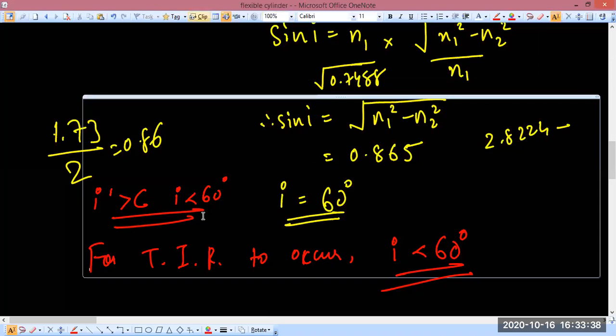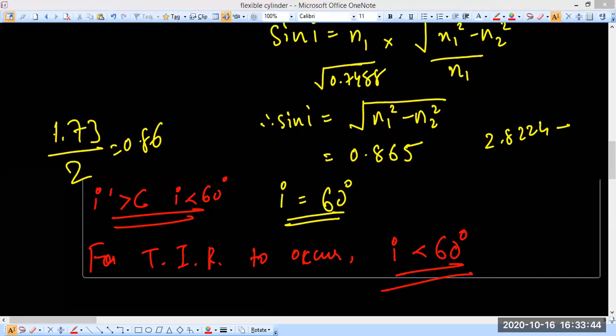Right. So now let's go to the next topic. And I think that's a lot of theory. It's applications of total internal reflection.